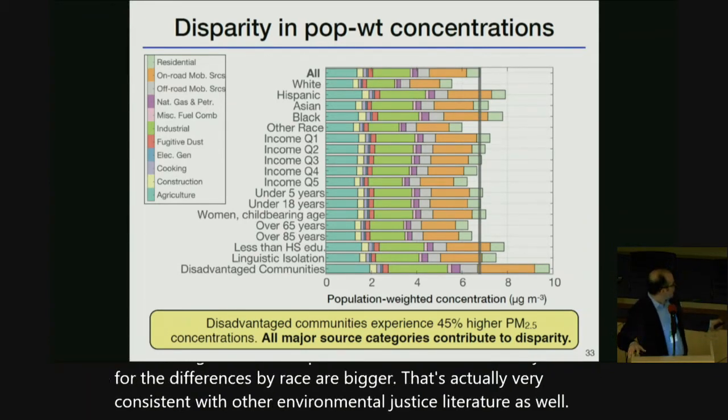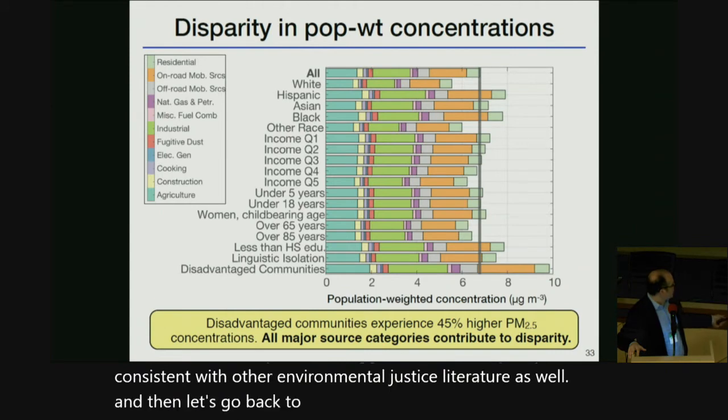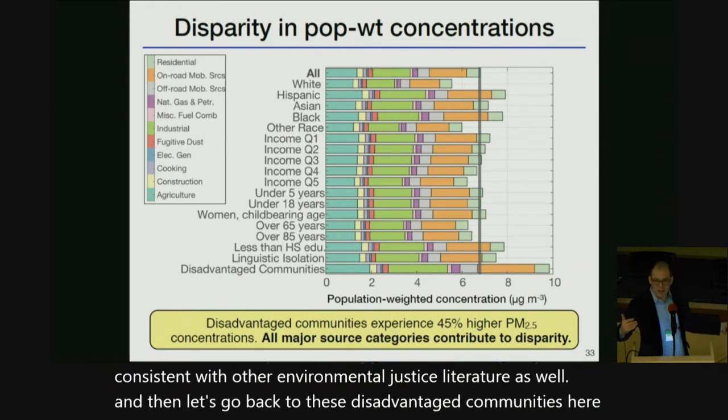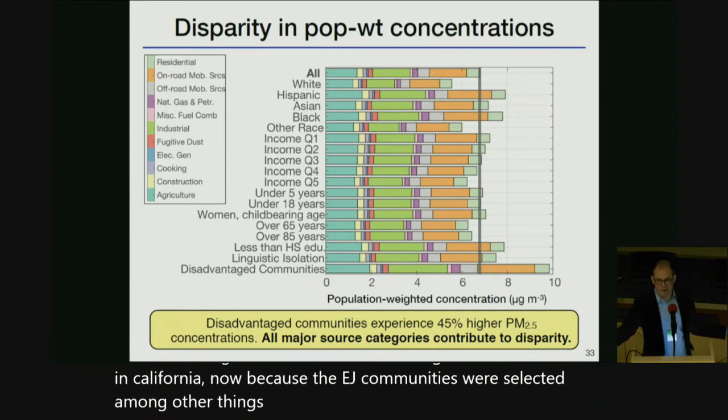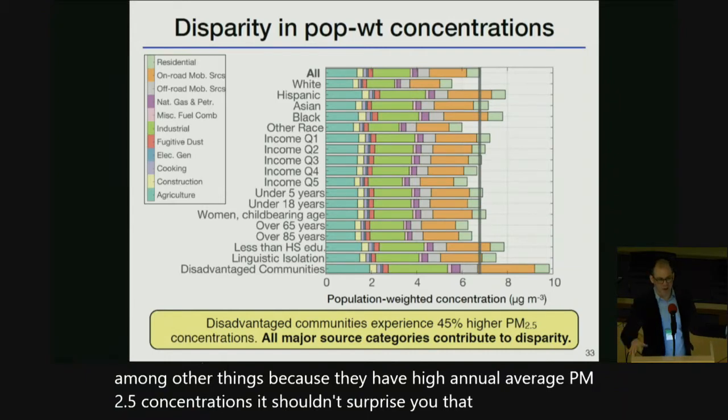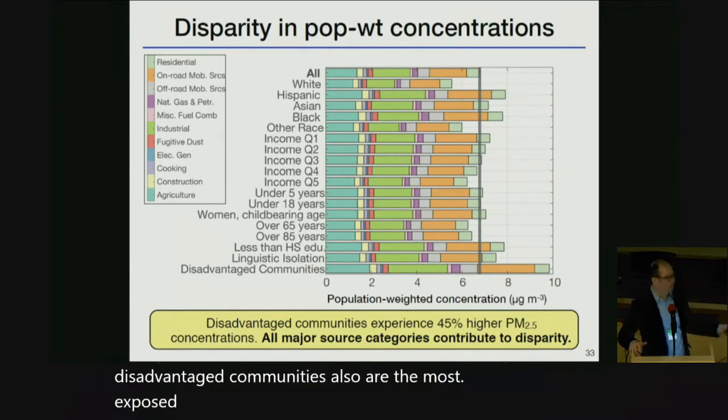And then let's go back to these disadvantaged communities here, these EJ communities in California. Now, because the EJ communities were selected, among other things, because they have high annual average PM2.5 concentrations, it shouldn't surprise you that the disadvantaged communities also are the most exposed subpopulation in California that we're looking at.